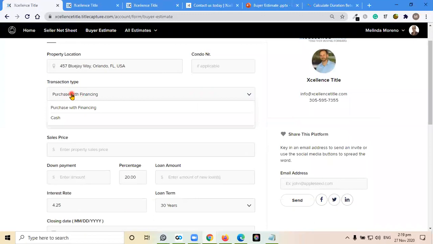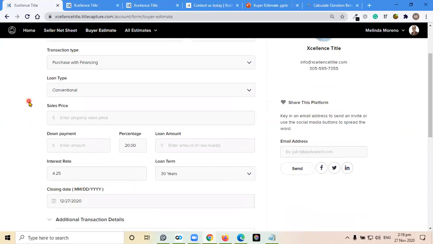Transaction type, is the buyer going to purchase the property using financing or is the buyer going to pay in cash? We're going to choose purchase with financing. What is the loan type? Is it going to be the conventional loan or FHA or a VA loan? And by the way, FHA is for first time buyers, which has a 3.5% minimum down payment. For this example, let's choose conventional.